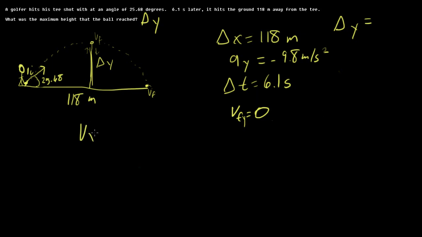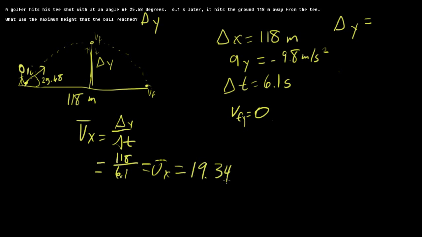So we can say v bar x equals delta x over delta t. So we can find v bar x pretty easily. Delta x is 118, delta t is 6.1, so vx is just that quotient, 118 divided by 6.1. So we're going to get that vx is about 19.34.